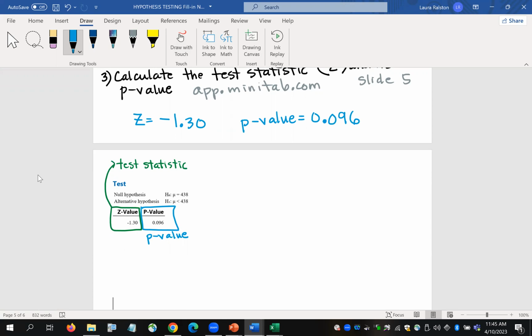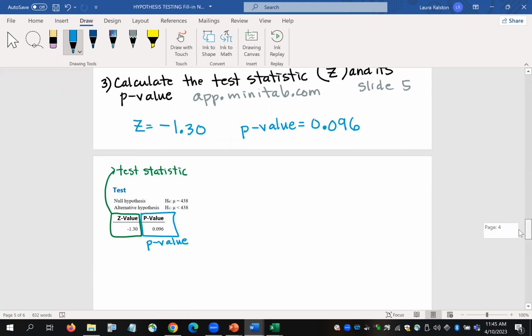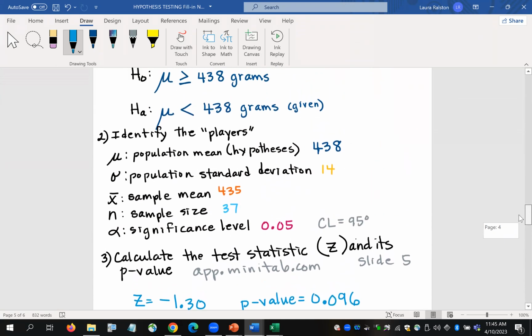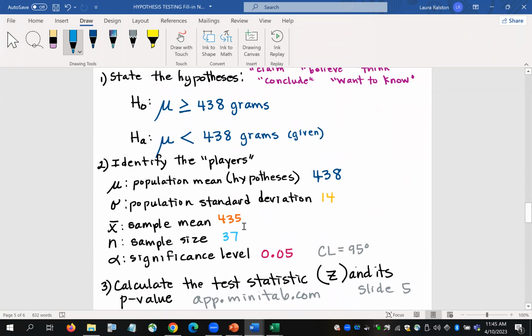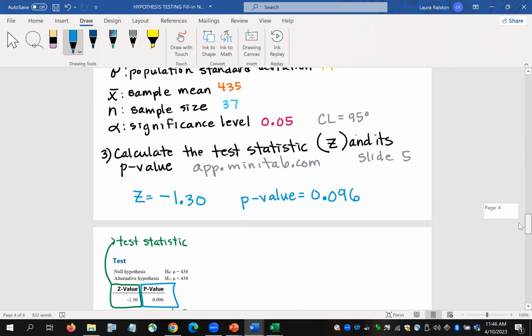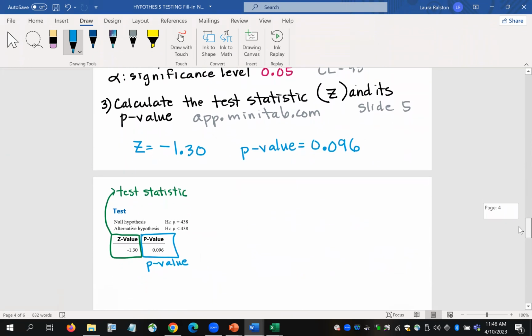For the z value, does it have to be a negative? In this case, yes. Because here's why. Z values can be positive or negative. It's negative because see how this sample mean is smaller than the population mean? Yes. And that's indicated by that negative sign. So the negative is important.